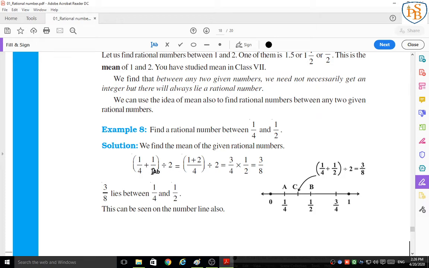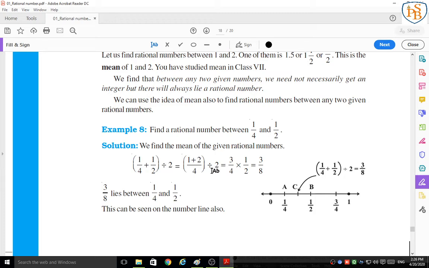Again here I have to make the same denominators, and 4 is in the table of 2. So I have to multiply by 2 here. So 2 2s are 4. If I am multiplying the denominator by 2, I have to multiply the numerator by 2. So my 1 upon 2 will become 2 upon 4. So my next step will be 1 plus 2 upon 4, that is 3 upon 4, and I have to divide by 2.